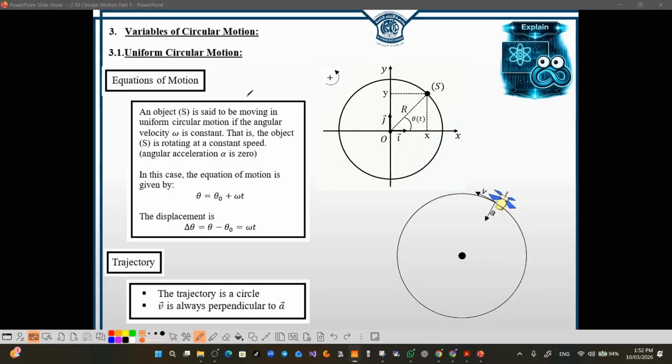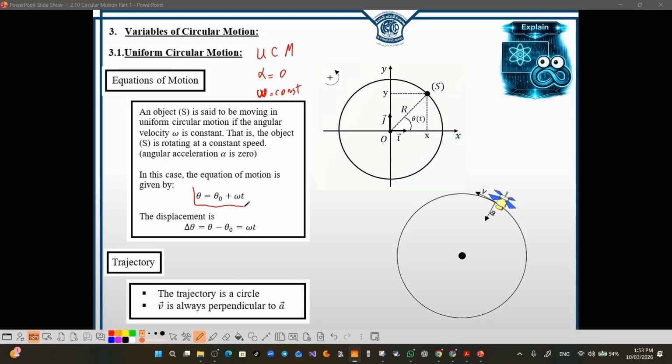Now, the uniform circular motion is equivalent to the uniform motion, but on a circular path, and we can write it as UCM. The angular acceleration alpha is 0, and the velocity is constant, the omega is constant.